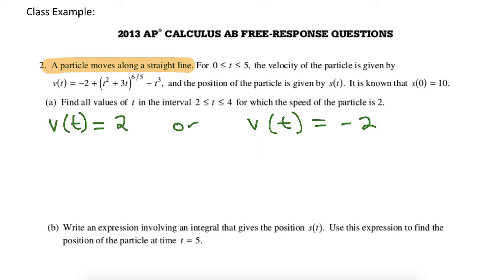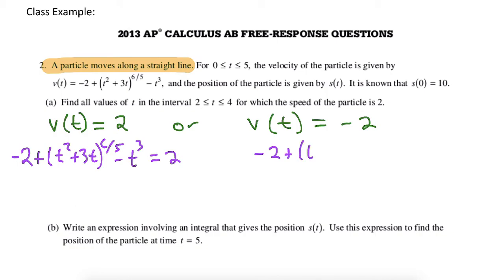On this one, we might graph it. And I know you don't have a calculator. The calculator isn't necessarily going to help you on this one on the actual AP exam that you're going to take this year. But if we were to do that, that's what we'd want to do. We might determine this from the graph, or we might determine this by solving negative 2 plus t squared plus 3t to the 6/5 minus t cubed is equal to 2. Or negative 2 plus t squared plus 3t to the 6/5 minus t cubed is equal to negative 2. That would be solving it algebraically.